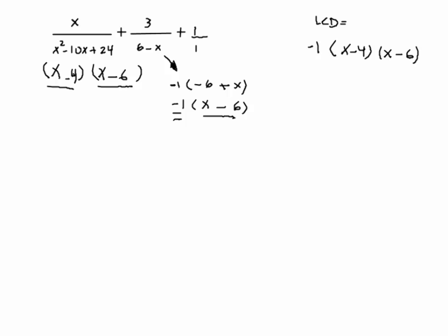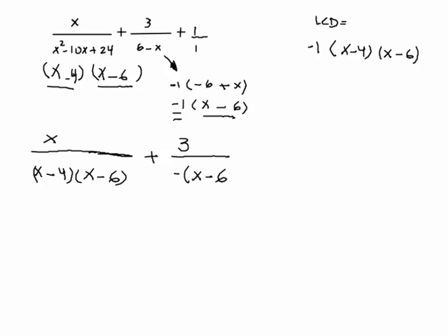So the first fraction here, we have x over x minus 4 times x minus 6, plus the second fraction here. I'm going to change it to minus x minus 6. Can somebody tell me what's missing here? What do I need to multiply here with in order to get the LCD?